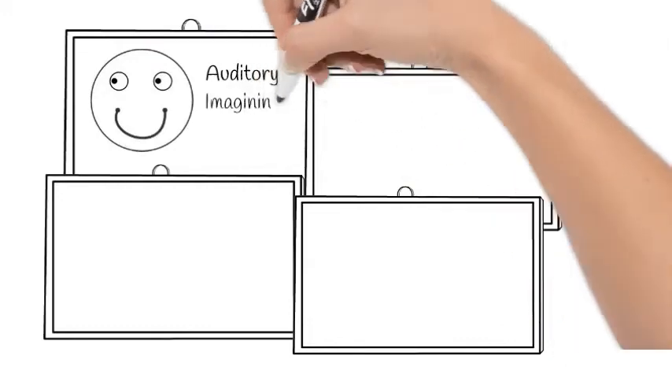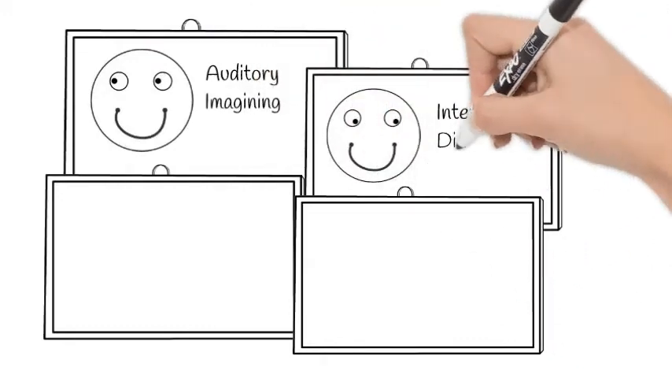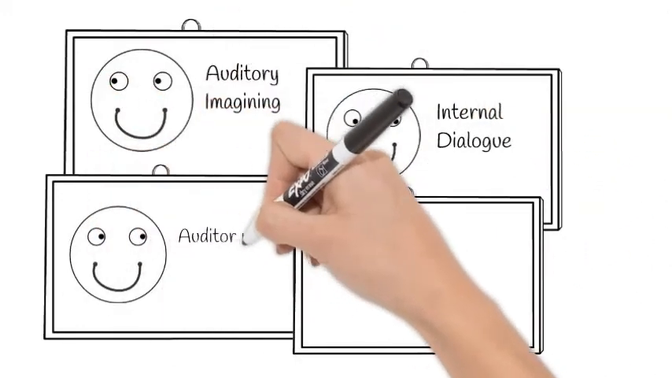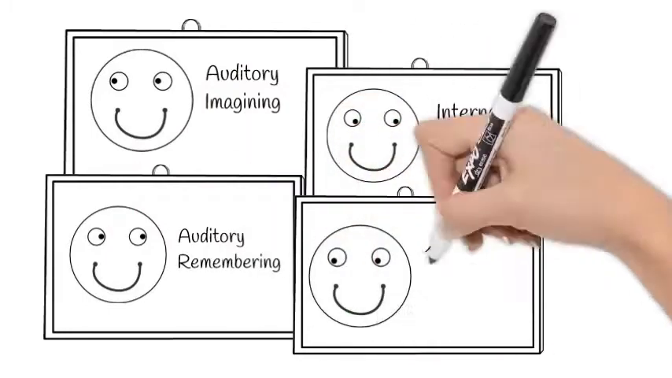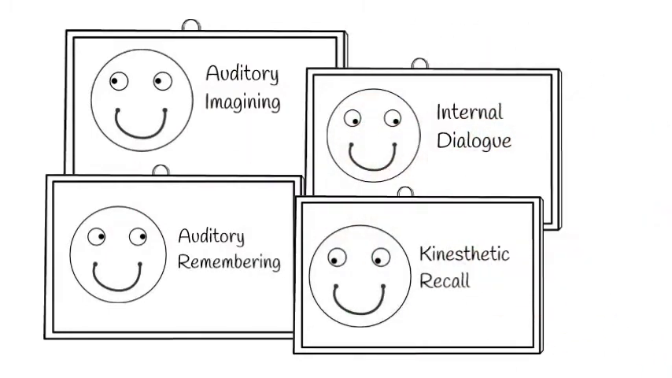If the person is looking just to the right, auditory imagining. Or bottom left, internal dialogue. Just to the left, auditory remembering. Bottom right, kinesthetic recall.